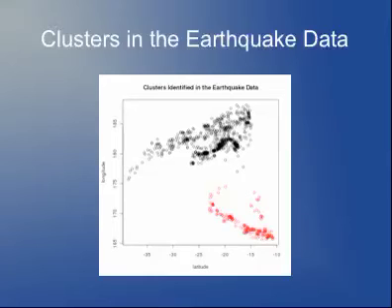There's one cluster of earthquakes down here colored red, another cluster up here coded in black, suggesting that indeed there may be 2 separate fault lines leading to 2 different sets of earthquakes.